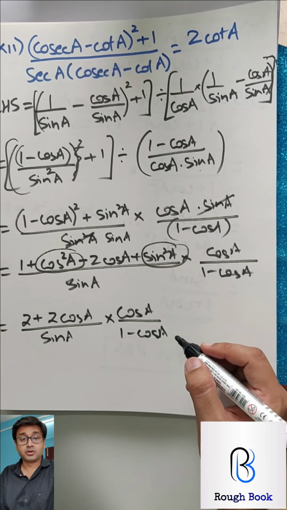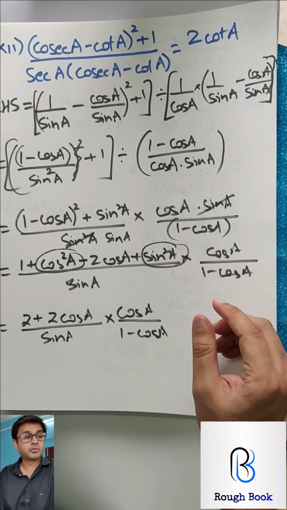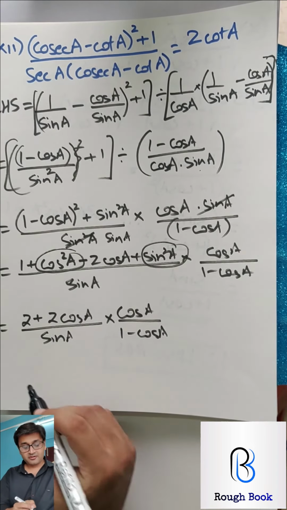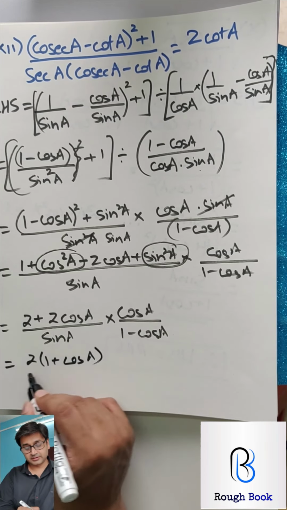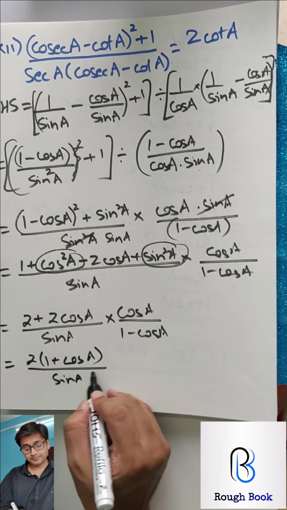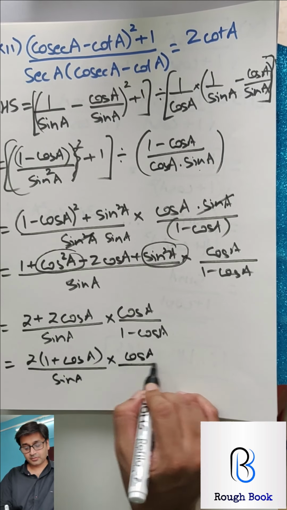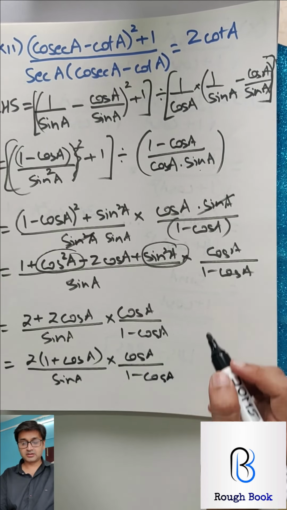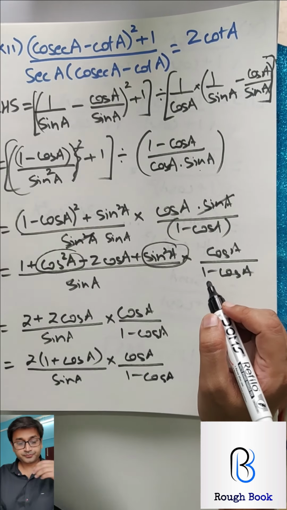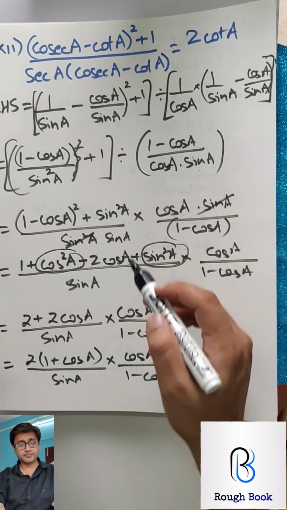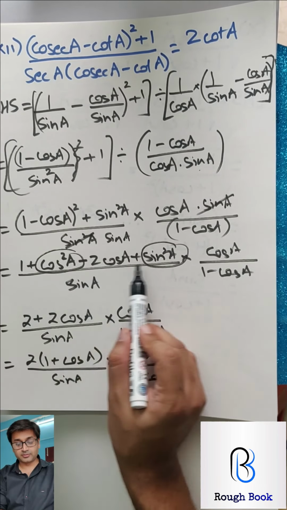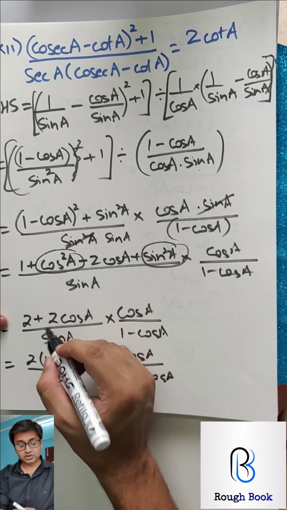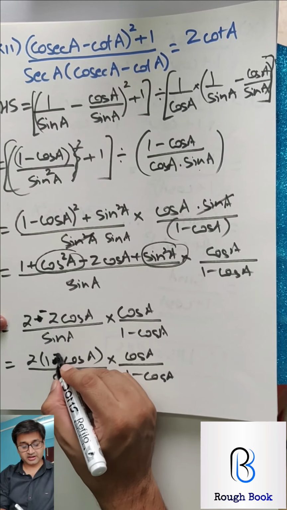Write the reason over here. Don't forget, sin square plus cos square is equal to 1. Finally, I can pull 2 common, so I will get 1 minus cos A upon sin A into cos A upon 1 minus cos A. You got to be a little careful here, because when I have taken this, I get 1 plus 1, 2, minus 2 cos A, not plus. That's where I went wrong.